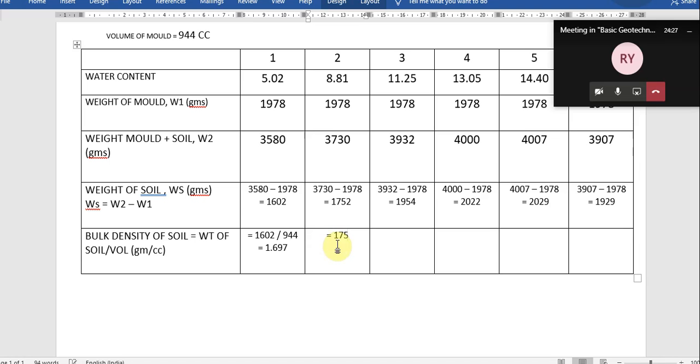Weight is 1752, volume is again 944, so bulk density will be 1.8559, or you can round it off to 1.856.